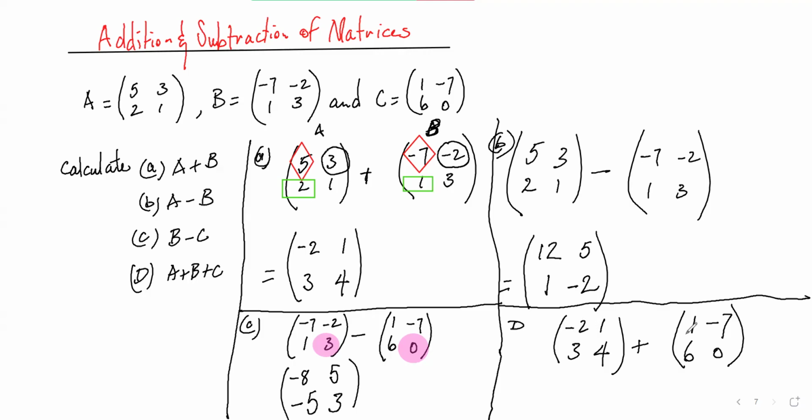So it's negative 2 plus 1, which is negative 1. 3 plus 6 is 9. 1 plus negative 7, which is negative 6. And 4 plus 0, which is 4. All right, I think everybody got that.